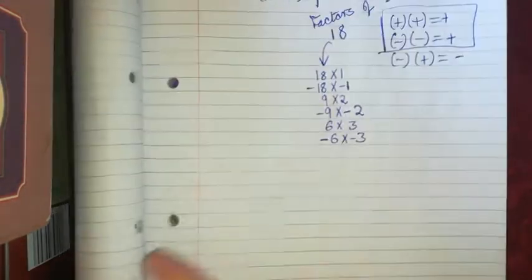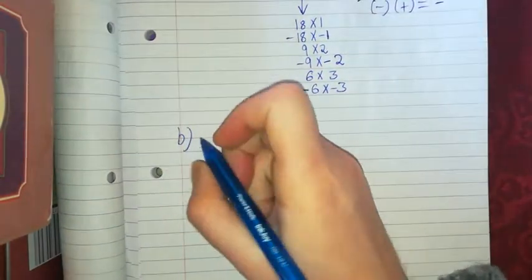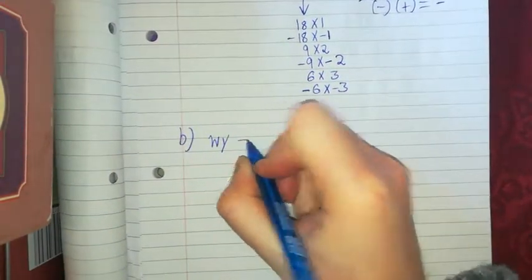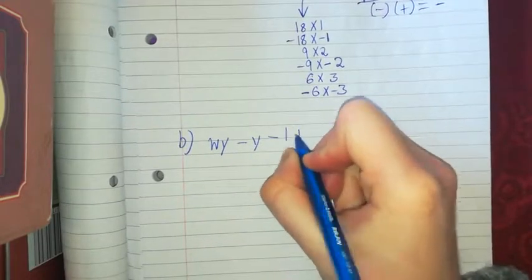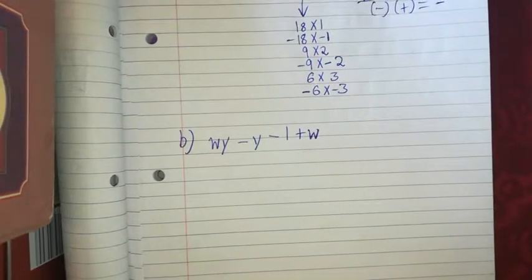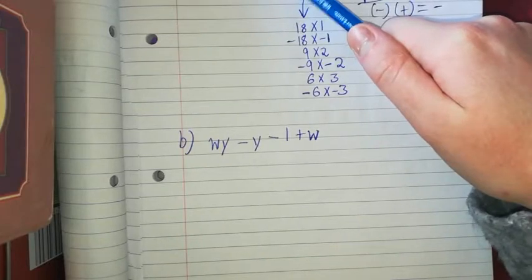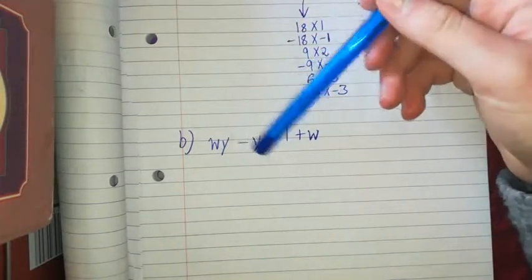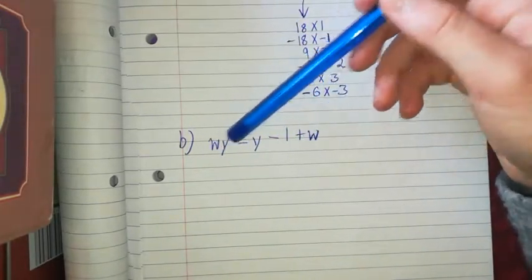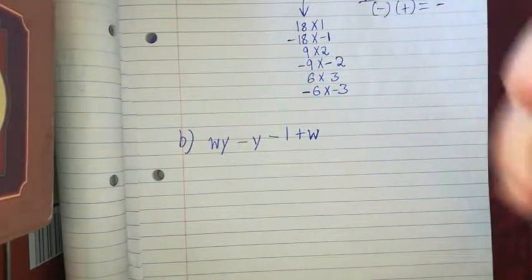The next one is part B, where we want to factorize wy minus y minus 1 plus w. The four different ways of factorizing are highest common factor, difference of two squares, grouping, and quadratics. What we saw up here was just quadratics. Now, generally when we have four terms and there's not a common factor in each of the terms, we do grouping.